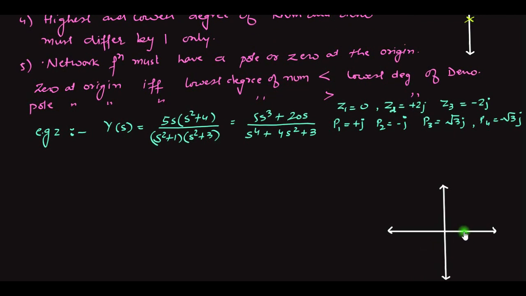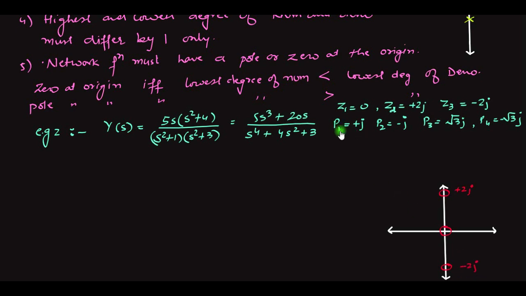Say we have this S-plane. The first 0 is lying at 0, so I will mark a circle here which says that a 0 is lying here. Then the second 0 is lying at plus 2j, and the third 0 is lying at minus 2j. So there is a 0 at plus 2j, and there should be a 0 at minus 2j.